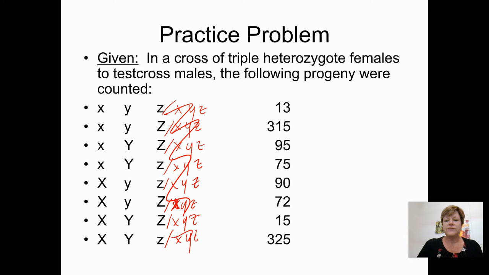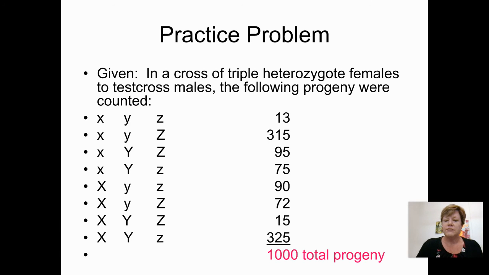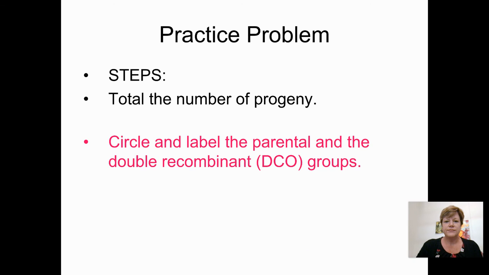And so the first step I give you on my list of steps is total the number of offspring. So I made this problem add up to a nice round 1,000, but you do need to double check that. And so 1,000 offspring total.